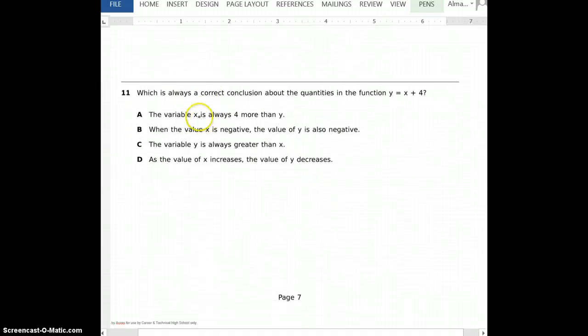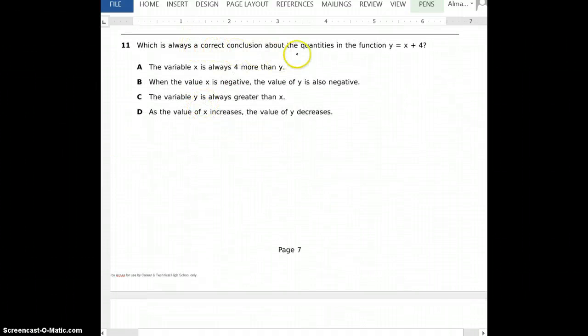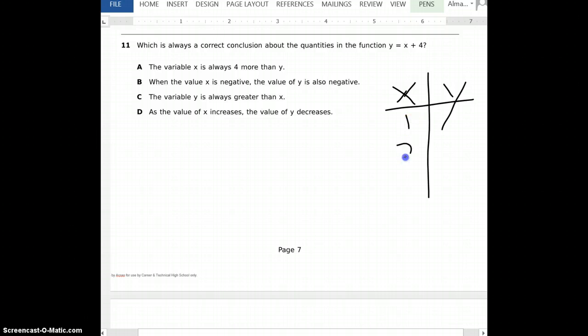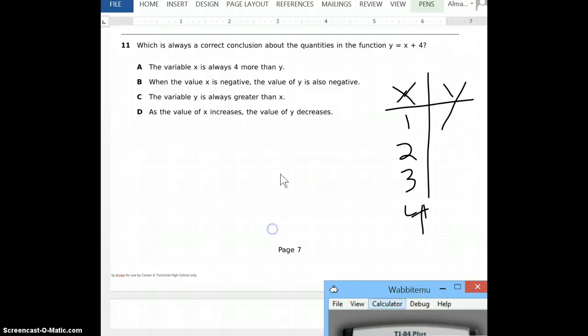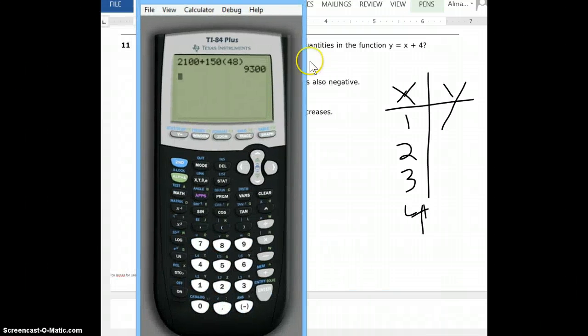11. Which is always the correct conclusion about the quantities in this function? Y equals 4x plus y equals x plus 4. So before we do anything, the best way to analyze this is by looking at a graph, at a table. For any number that we put in for x, I'm just going to say 1, 2, 3, and 4. My corresponding y would be, and I'm too lazy to do this by hand, even though it would be really easy to do by hand. I'm going to put this in my calculator, x plus 4.